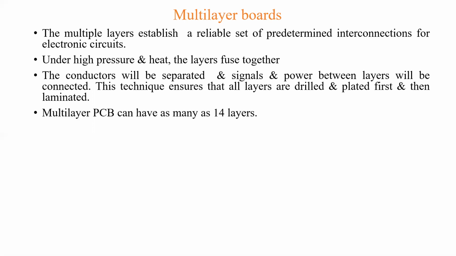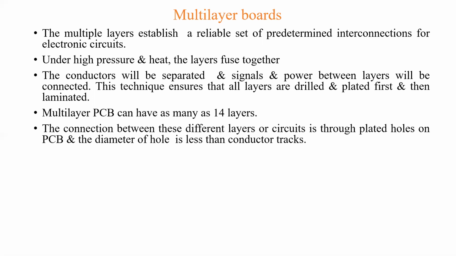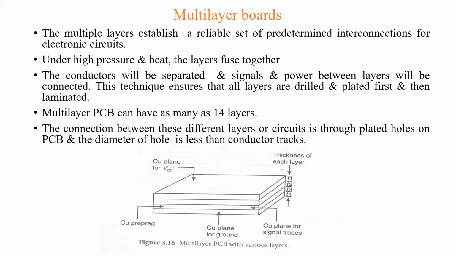Multi-layer PCB can have as many as 14 layers. The connection between these different layers or circuits is through plated holes on the PCB, and the diameter of the hole is less than the conductor tracks. So you can see this figure of the multi-layer PCB.